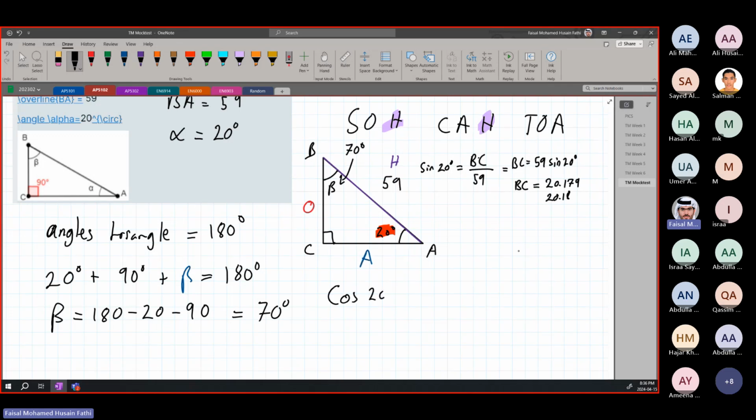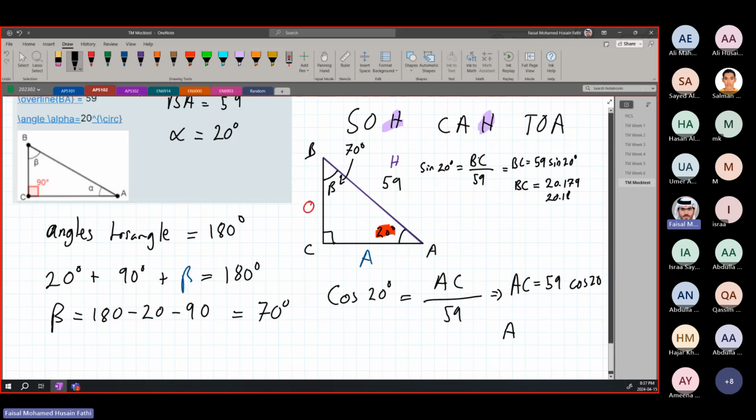So cosine 20 degrees is equal to, what's cosine? Adjacent over hypotenuse. So adjacent, which we need to find, is AC. Actually, side AC or CA, it's the same thing, over the hypotenuse, which is 59. Therefore, AC is equal to 59 cosine 20, which is 55.442, or 55.44 if we're rounding to 2 decimal places.